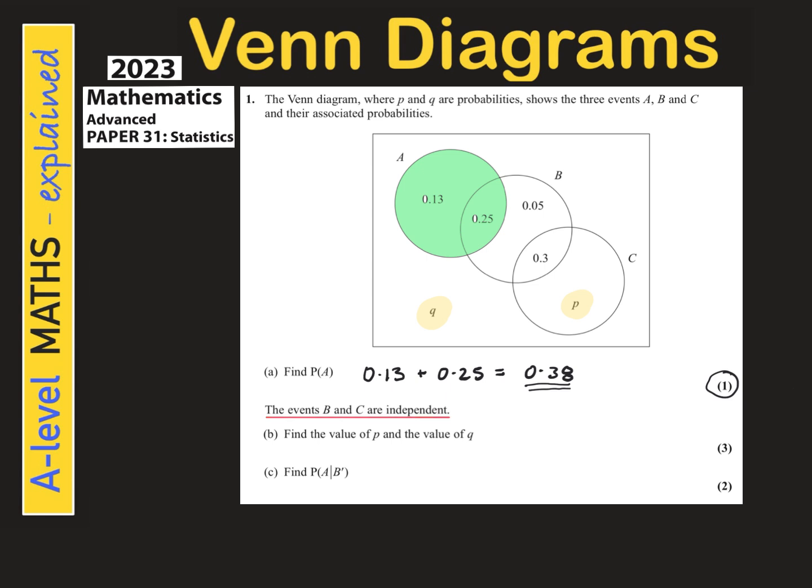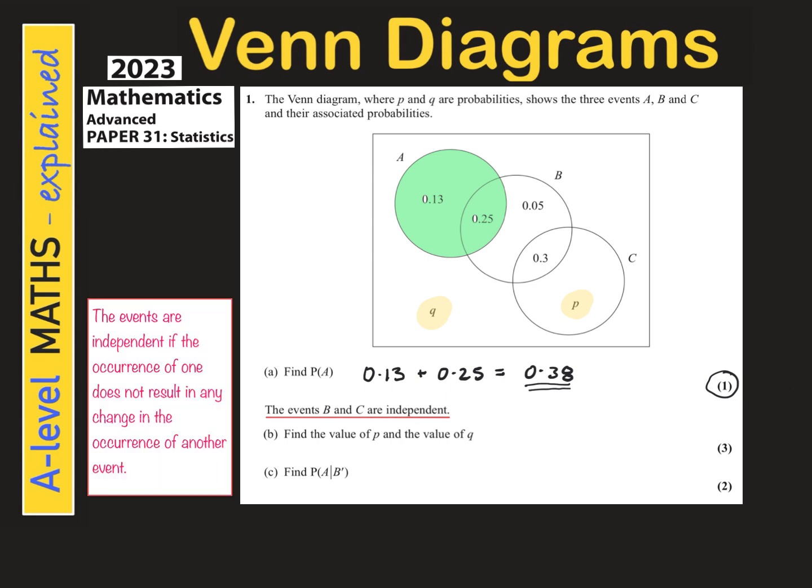Now we're given very important information: that the events B and C are independent, and we need to find the value of P and Q. In this question B, you are going to get 3 marks. The 3 marks are going to be dependent on you being able to describe the events B and C as being independent. So, what is the definition of independent events? Events are independent if the occurrence of one doesn't result in any change in the occurrence of another event.